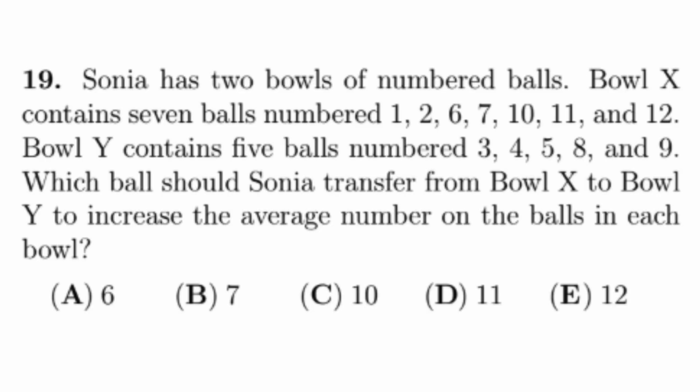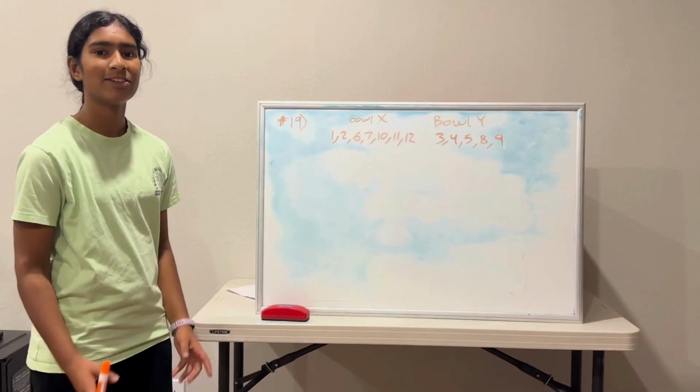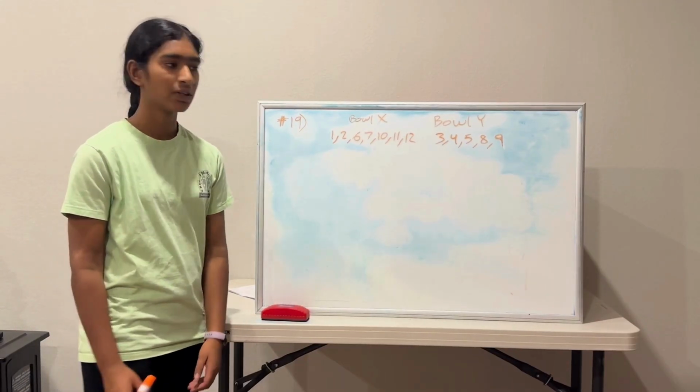Number 19. Sonia has 2 bowls of numbered balls. Bowl X contains 7 balls numbered 1, 2, 6, 7, 10, 11, and 12. Bowl Y contains 5 balls numbered 3, 4, 5, 8, and 9. Which ball should Sonia transfer from bowl X to bowl Y to increase the average number of balls in each bowl? So first, before we get there, let's calculate the averages of each bowl.